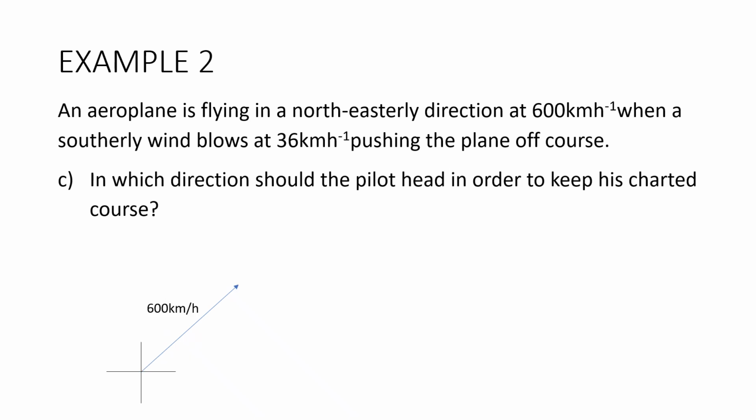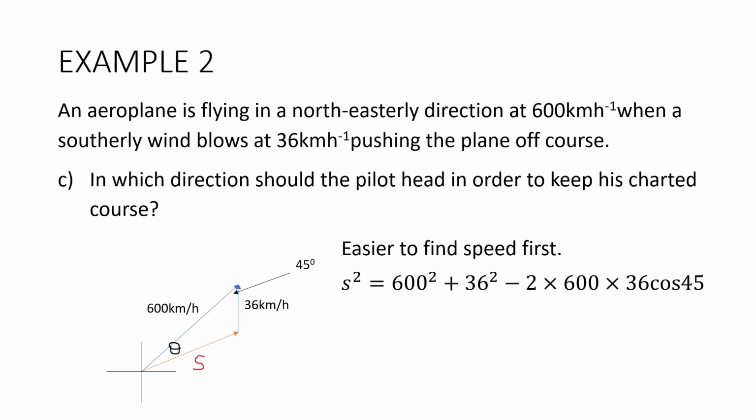C, in which direction should the pilot head in order to keep his charted course? Now, we're going to fly in roughly this direction so that when the wind pushes north, we're going to end up flying along here. So we want to work out that angle there. That's pretty tricky. We know that this angle is 45 degrees, but there's not quite enough to use the sine rule. So we're actually going to work out the speed along here first using the cosine rule. And the speed will be 575.1 kilometers per hour.